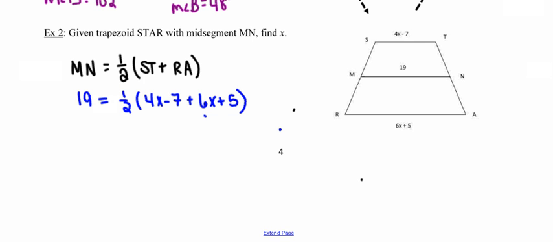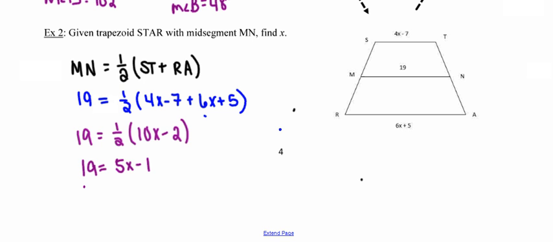And now I'm simply going to solve the equation that results. So 19 equals a half. I'm going to clean up what's inside the parentheses. So when I combine the terms with an x on, I find that I have 10x minus 2. Now I can go ahead and distribute that 1/2. I'm going to add 1 to both sides. And the value of x is equal to 4. Since what I was being asked to do in this question is find the value of x, I know that I'm done.